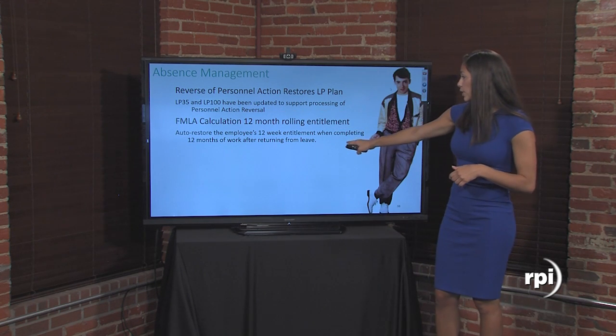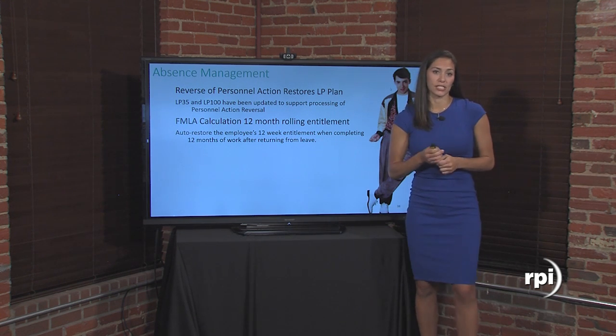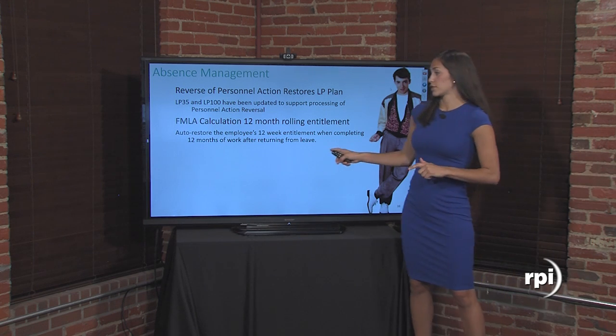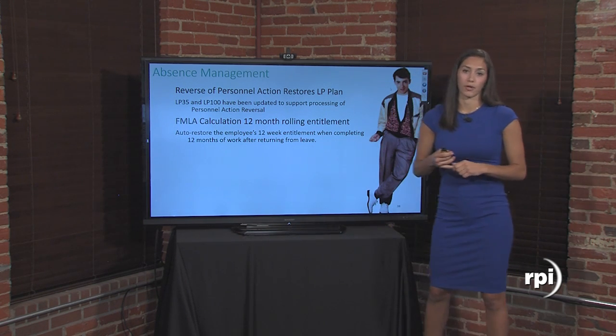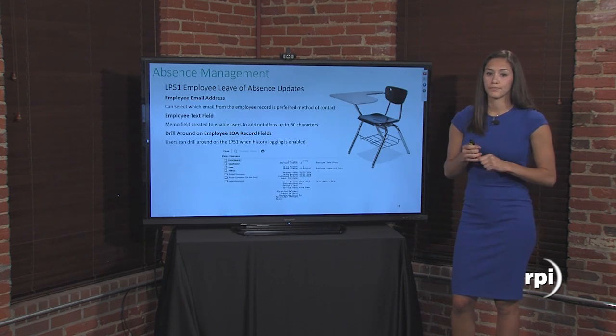And then if an employee goes out on leave for FMLA, there's a calculation put into the system that's going to automatically restore the 12-week entitlement after they've worked 12 months after they've come back from their FMLA. So that's just another manual thing you don't have to do. The system is going to do that for you.